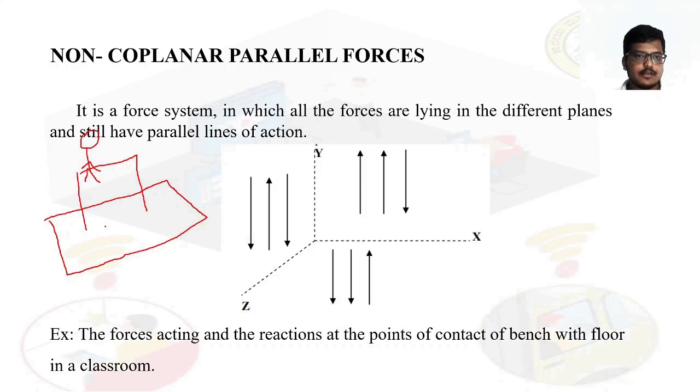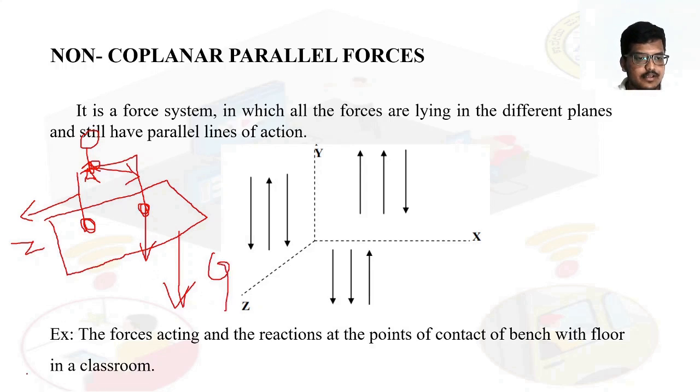Between this floor and this bench we have a reaction here. Here also we have a reaction, and where you sit, there also we have one reaction. Between you and the bench we have one reaction. So in 3D we can assume that your reaction will be towards the x-axis, and the weight in the direction of y, and the bench acting on the floor in the z-axis. The weight will always be towards the center of the earth, that is g, gravity. So like that, imagine.